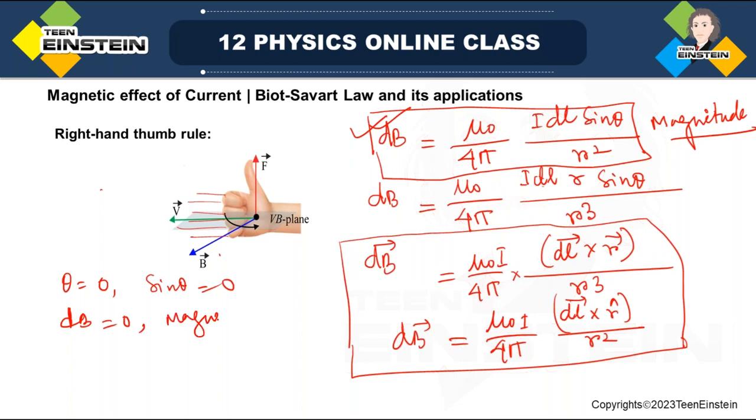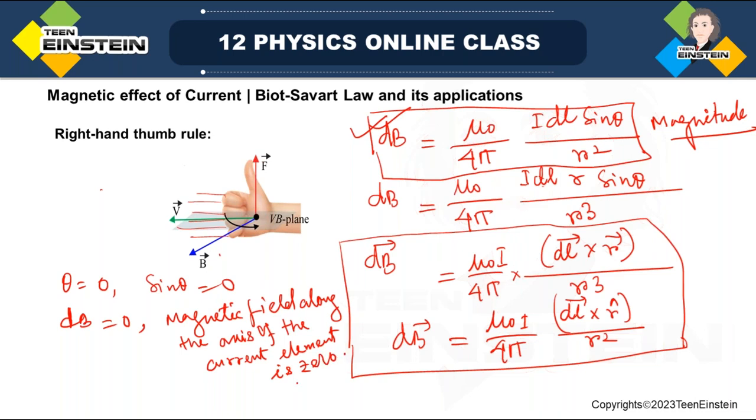This implies the magnetic field along the axis of the current element is 0. But where will it be maximum? When theta is 90 degrees. That means when you have a current carrying conductor like this and your point of observation is lying at any point in this plane, which is perpendicular to the current element and going through the current element.